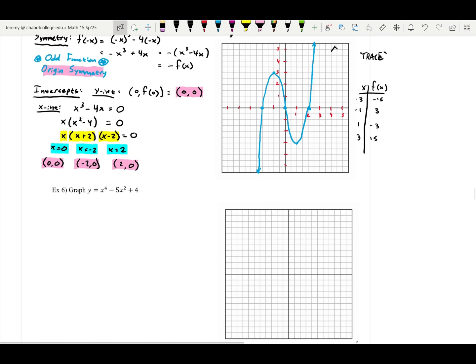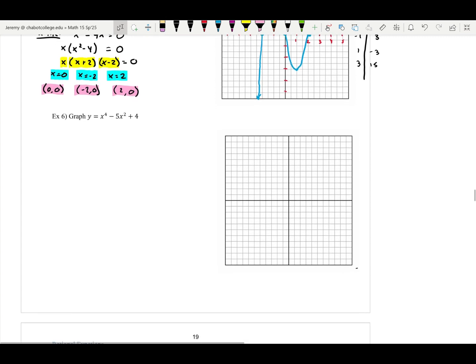Let's try another one. Example 6. We want to graph this 4th degree polynomial, so we're getting up there, pretty high degree here. Let's have a crack at it. Let's start with end behavior. So the end behavior, call it EB, because I'm getting lazy. The degree is equal to 4. The leading coefficient is equal to +1 again. So that tells me the end behavior is going to be either up and up or down and down, but since we have a positive leading coefficient, it's going to be up and up.